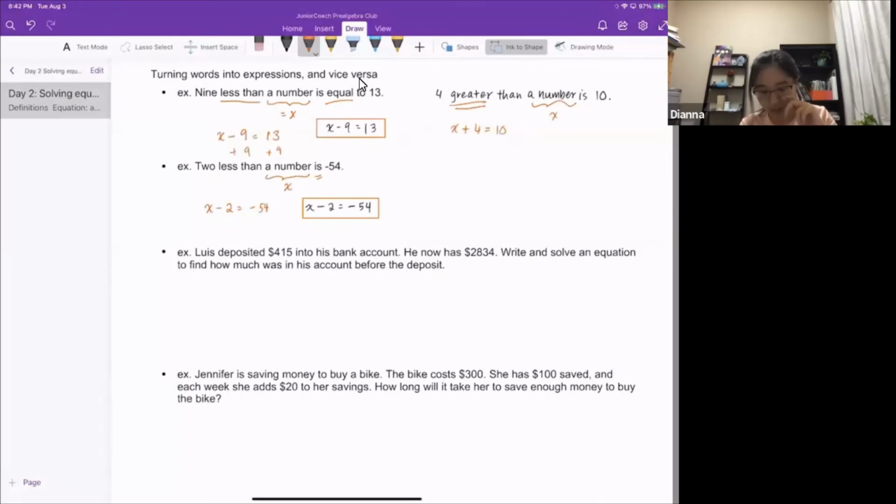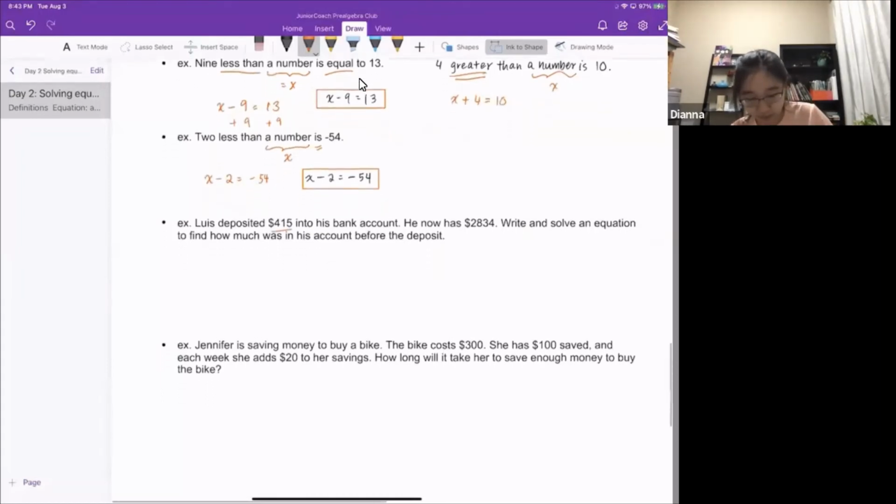So let's look at the first one. So Lewis deposited $415 into his bank account. Let me scroll down a little bit. He now has $2,834. Write and solve an equation to find how much was in his account before the deposit.